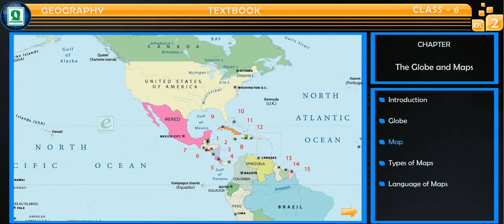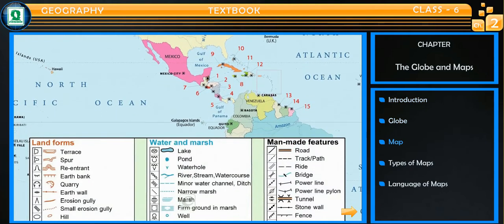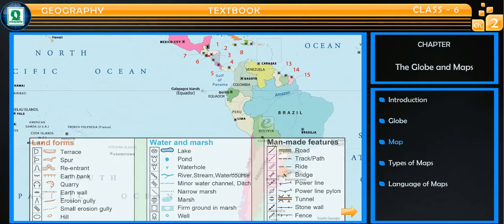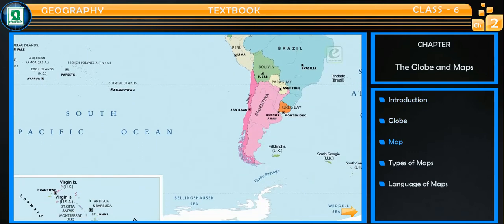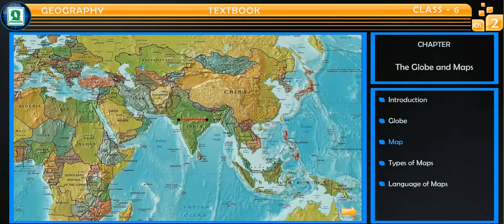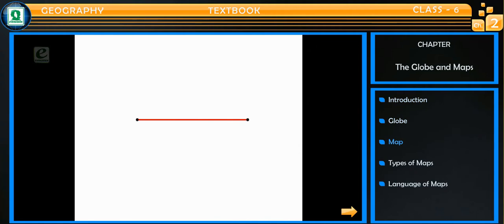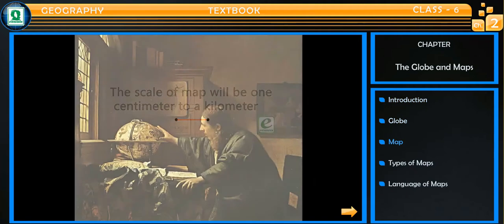A map has a generally flat surface. It has a symbolic representation of parts of the Earth and is drawn to scale. By scale, we mean the proportion between the actual or ground distance between two places on the Earth and the distance between these two points on the map. For example, if two points are at a distance of 1 kilometer on the ground and these two points are shown 1 centimeter apart, then the scale of the map will be 1 centimeter to a kilometer.